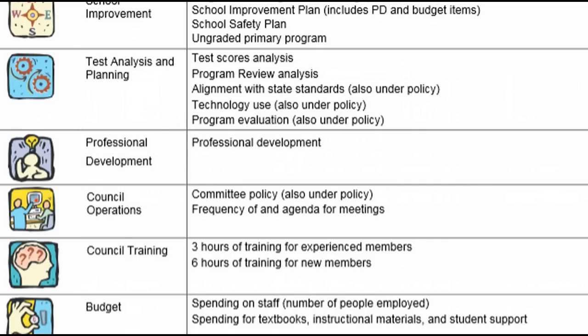The council has to pay attention to its own operations. There are a set of policies that the school council has to pay attention to. Among those are: how do people approach the council? How does somebody speak to the council? What's the agenda for the council? And how often do school councils meet? All of those issues are dealt with by the council. School council members are also required to get training each year, 6 hours of training for new members, and then after that 3 hours of training.